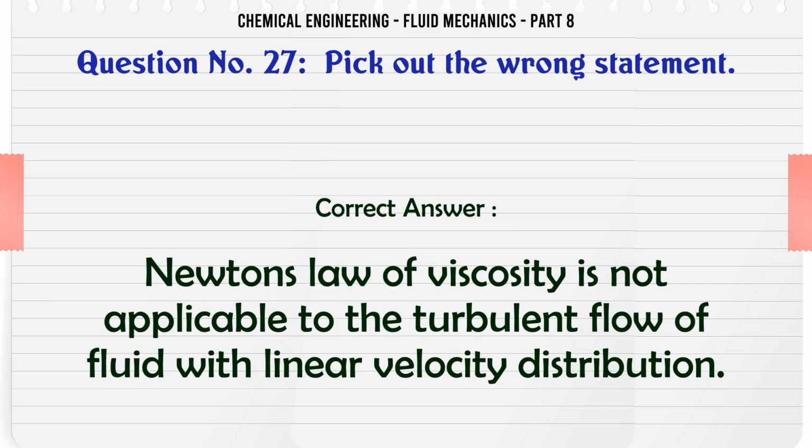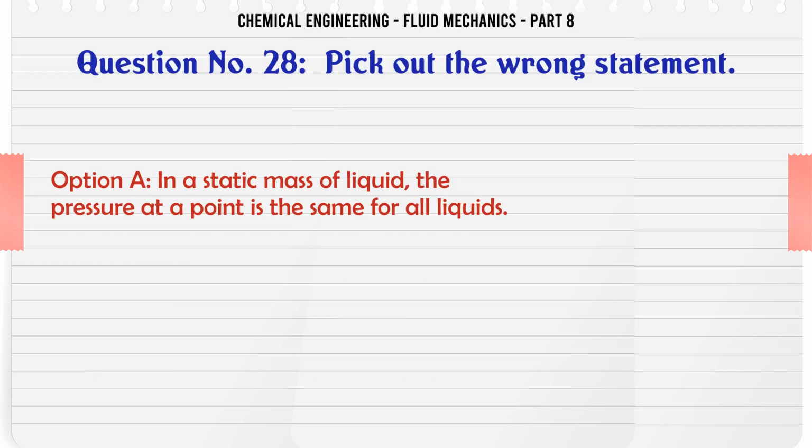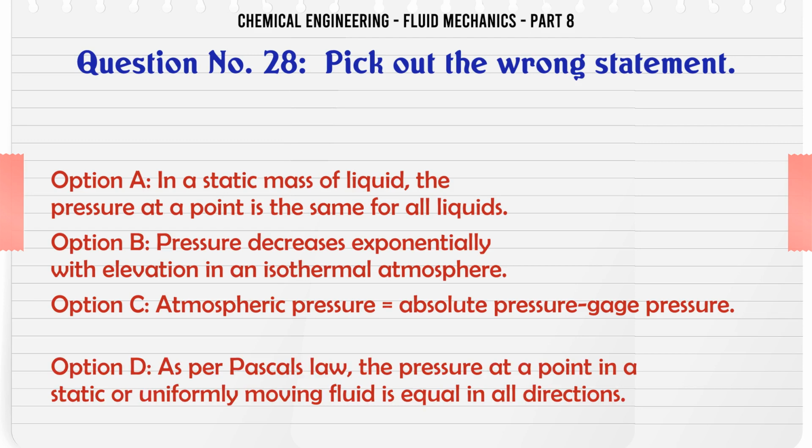Pick out the wrong statement. A. In a static mass of liquid, the pressure at a point is the same for all liquids. B. Pressure decreases exponentially with elevation in an isothermal atmosphere. C. Atmospheric pressure, absolute pressure, gauge pressure. D.